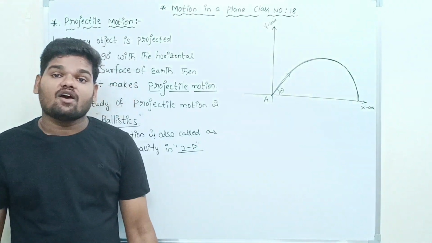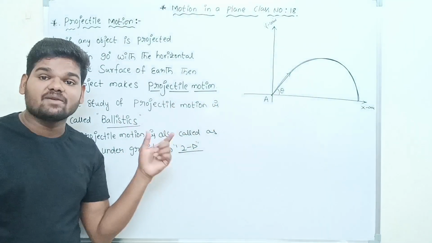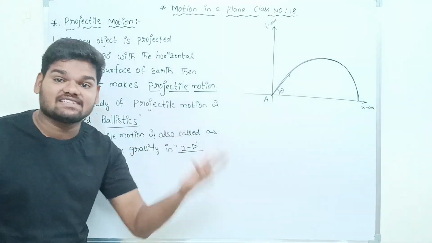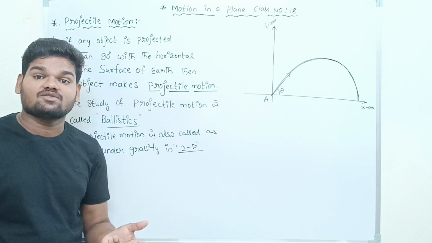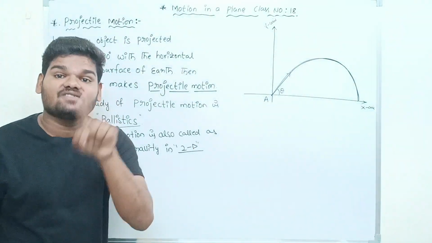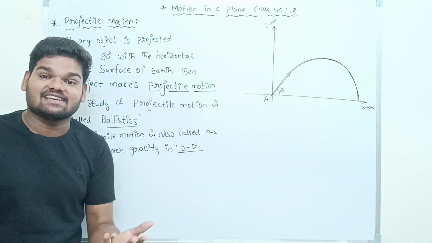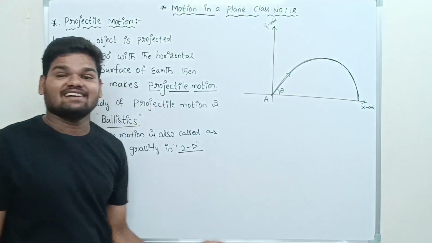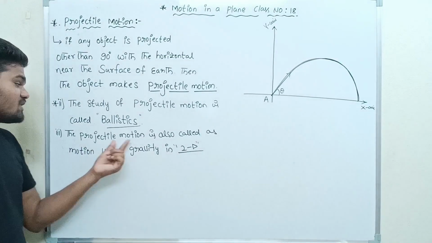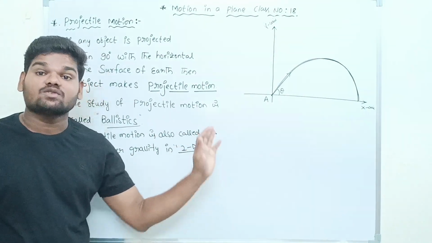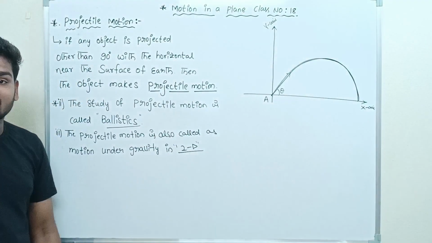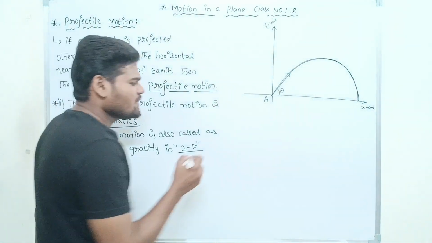So the study of projectile motion is called what? Ballistics. We have ballistic missiles. Ballistic missiles make a projectile motion, and that's why they are called ballistic missiles. So the projectile motion is also called motion under gravity in two dimensions.